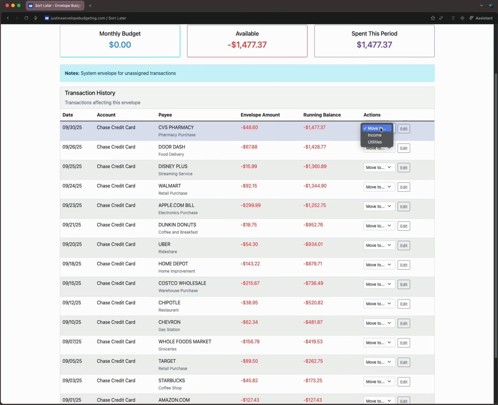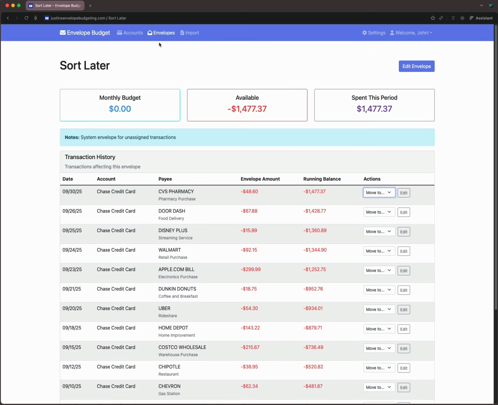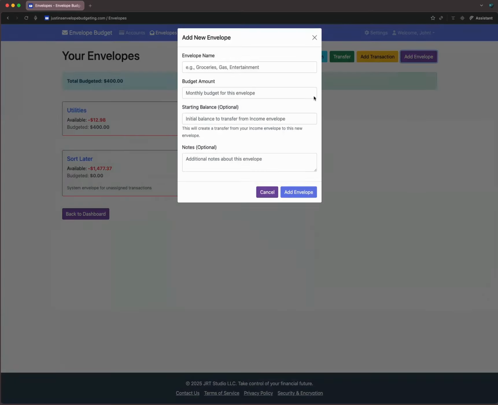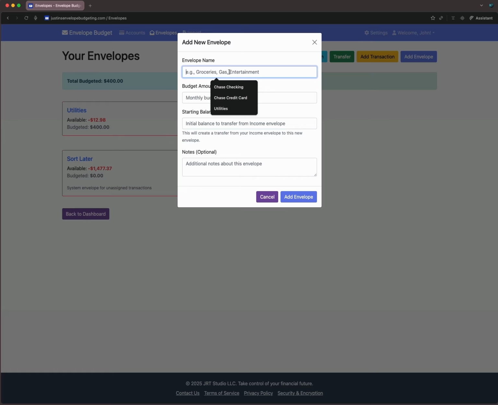In our house, this would go in healthcare, and I don't have that envelope. So I would go to envelopes, add envelope, healthcare. Is that one word or two words? We'll go with one word. Let's say healthcare in our budget is 500 a month. This isn't health insurance, this is just co-pays or whatever. Starting balance, we're just going to leave it blank for 0.